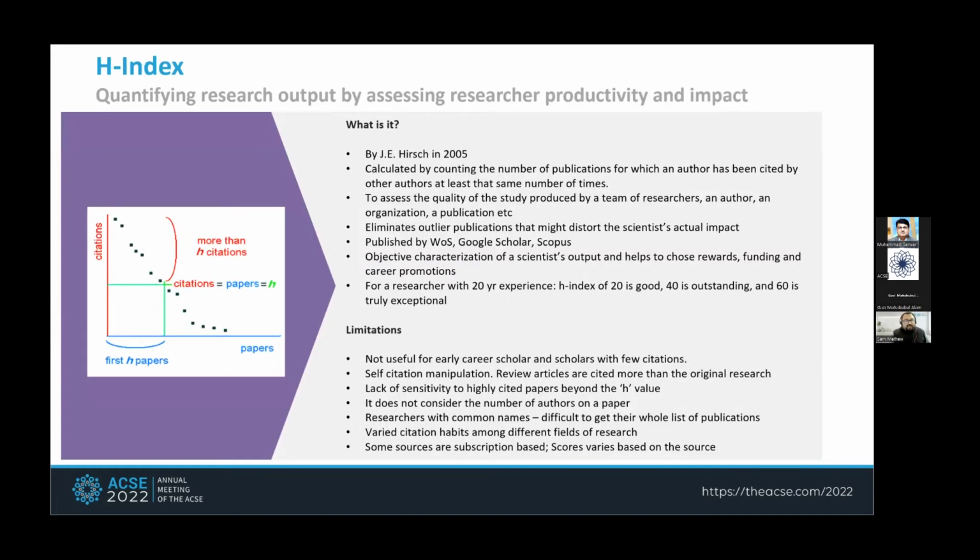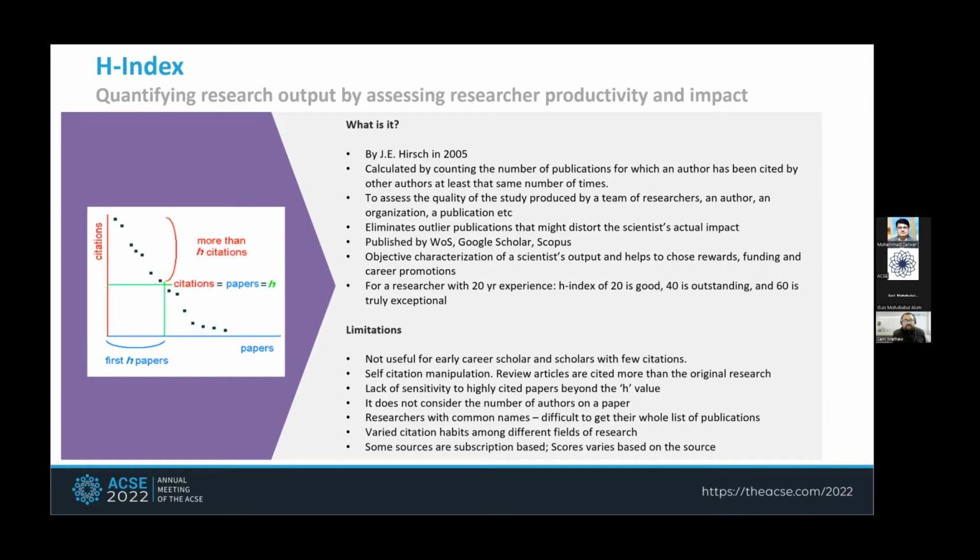H index, I hope we are all aware of the H index, and we all look for our H index every now and then. This is published by all three online platforms that we have seen, that is Web of Science, Google Scholar, and Scopus, and is basically calculated by counting the number of publications for which the author has been cited by other authors at least the same number of times. This actually eliminates the outlier publications that might distort the actual citation impact of an author. That means it will not consider the articles that are cited very low or articles that are cited very high. This may also be considered a disadvantage.